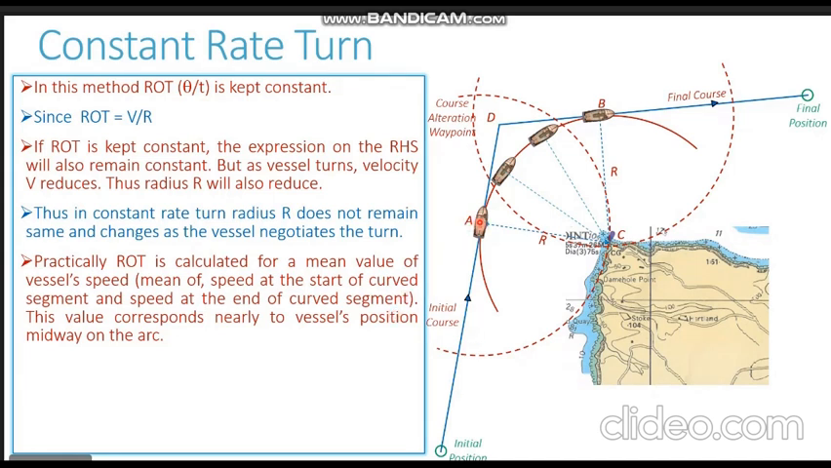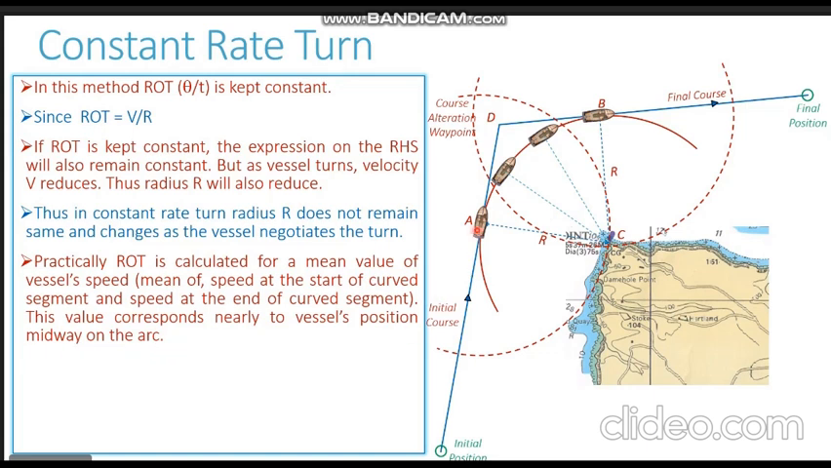Let us assume you are entering the turn with a speed of 12 knots and you expect that when you are exiting the turn the speed will drop by 1 knot, it will be 11 knots. So we plan this rate of turn using the mean speed, in this case the mean of 12 and 11, which is 11.5. This value basically corresponds very nearly to the vessel's position midway on the arc.